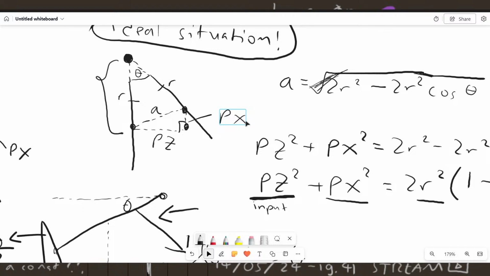Can we use like a divide by pi thing? Honestly, I don't think so.